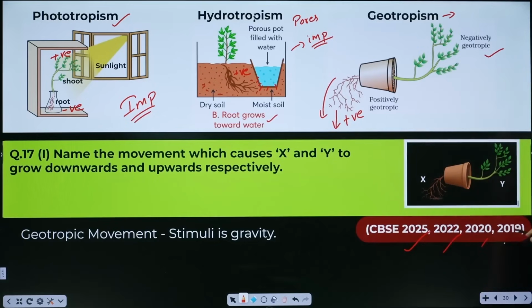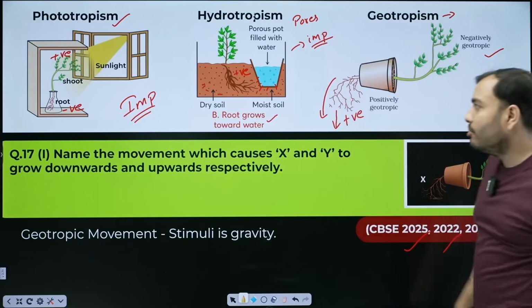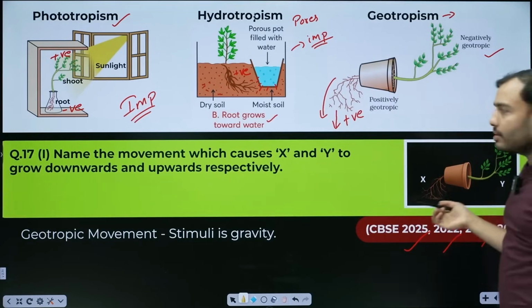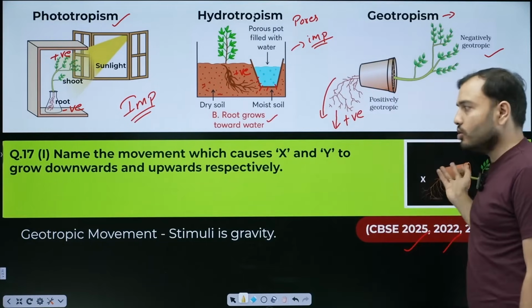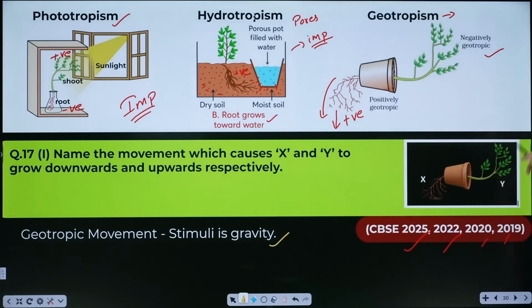Look, similar questions came in 2022 and 2019. They draw a diagram or ask you to draw a diagram. It says name the movement which causes X and Y to grow downwards and upward. Which one is this? Geotropism, right? So which movement is it? Geotropic movement. What is the stimulus here? Gravity. What is the root showing? Positive. What is the shoot showing? Negative, opposite to gravity.